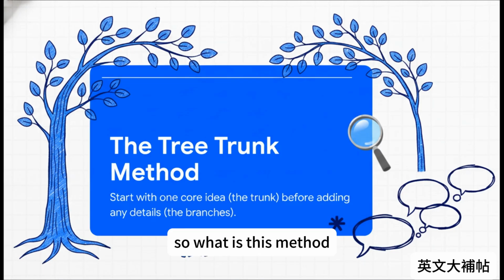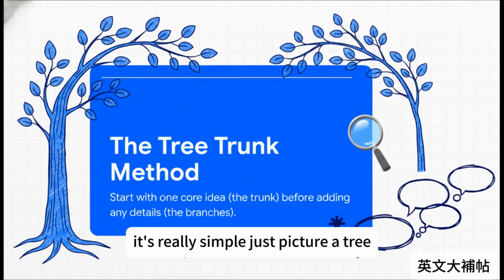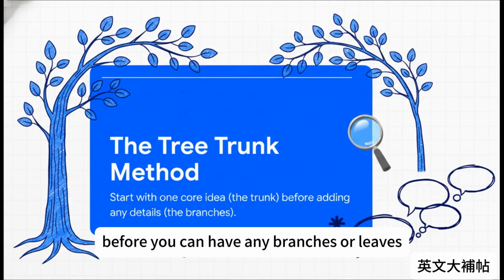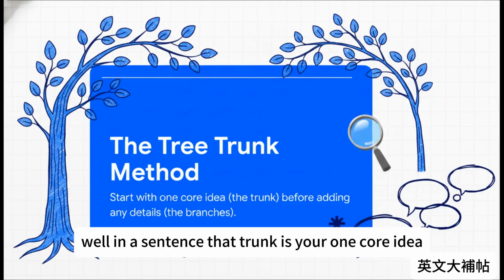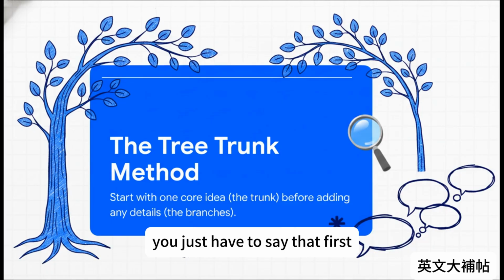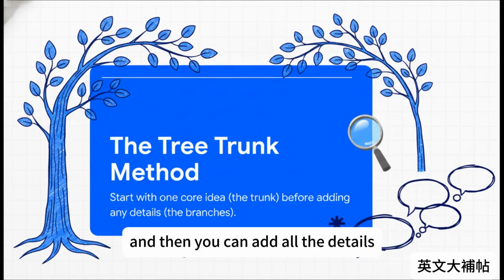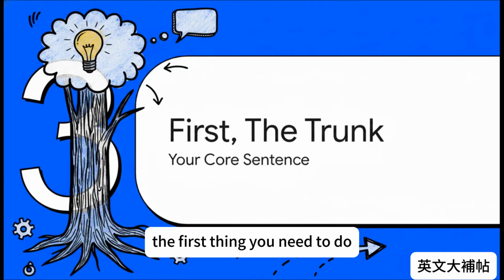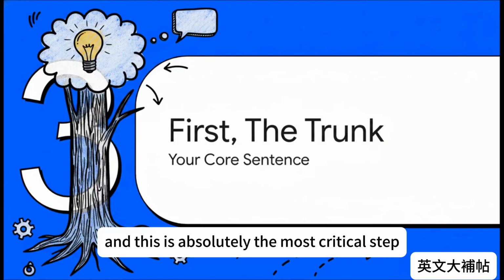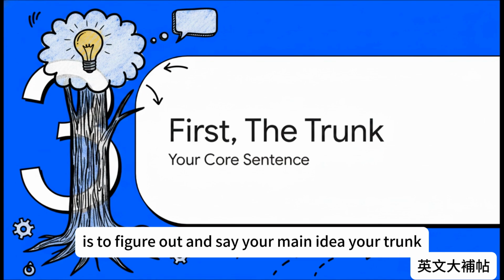So what is this method? It's really simple. Just picture a tree. Before you can have any branches or leaves, what do you need? You need a good, strong trunk, right? Well, in a sentence, that trunk is your one core idea. You just have to say that first, and then you can add all the details, which are the branches. Okay, so let's break this down. The first thing you need to do, and this is absolutely the most critical step, is to figure out and say your main idea, your trunk.